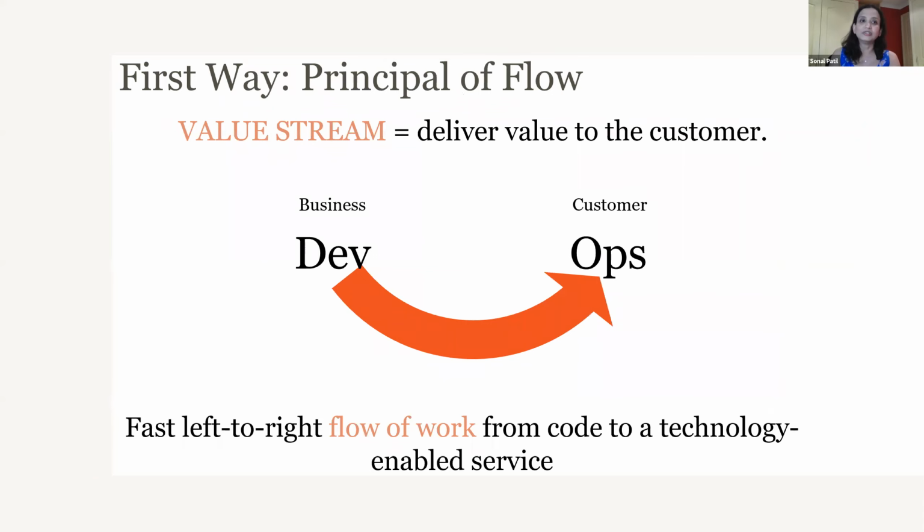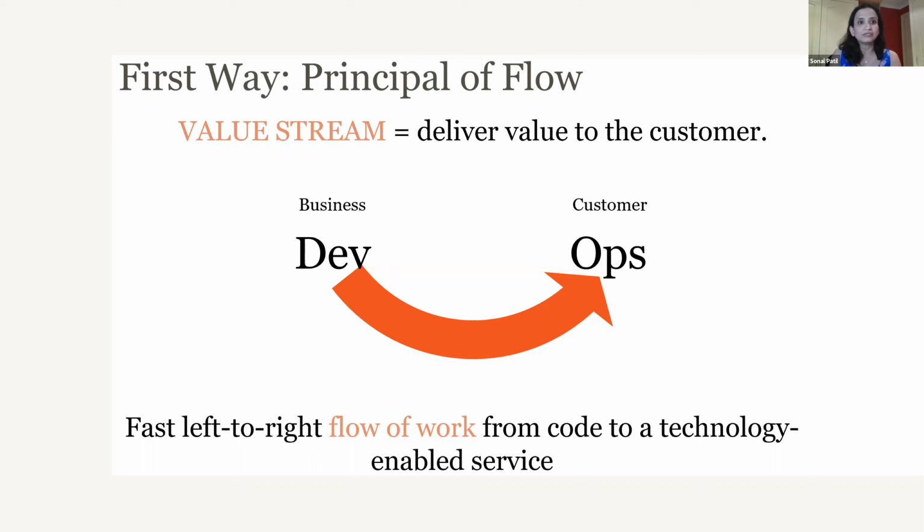So let's start with the first way, the principle of flow. The first way asks you to establish a value stream that delivers value to the customer. Any work that delivers value to the customer is part of your value stream. Do you write automated tests? Yes. Are they going to deliver value to the customer? Yes, because the customer will see fewer failures when the product is in production. That's part of your value stream.